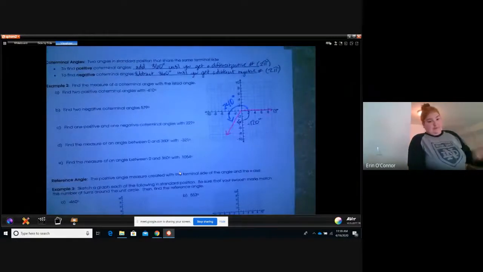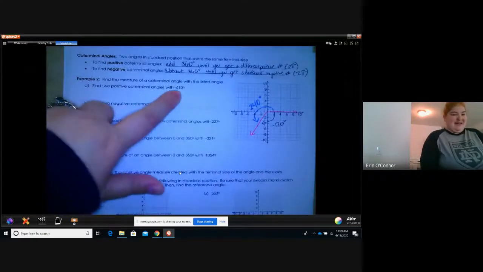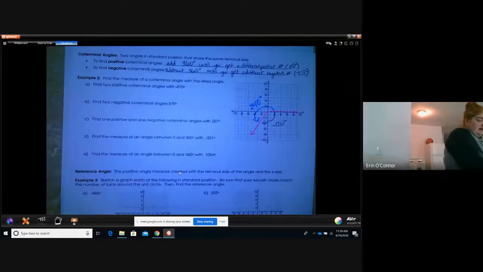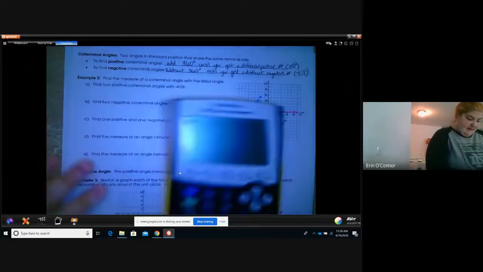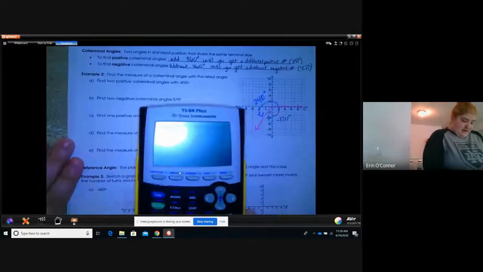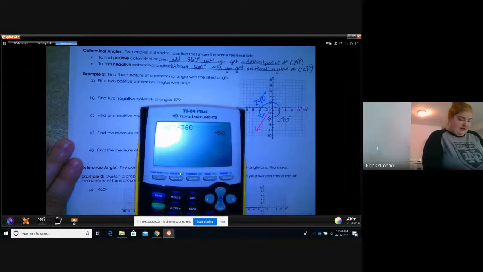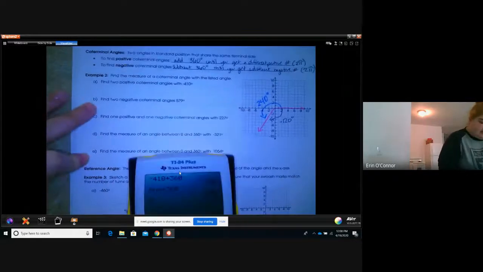All right, so we need to find two positive coterminal angles with negative 410 degrees. Since they're positive, we're adding 360. So I'm going to put into my calculator negative 410. And you should be able to do this in your head, but if you can't, it's totally fine. And we're going to add 360. Well, here I have negative 50. Is that a positive number? Nope. So we're going to keep adding 360. Now, I have 310 degrees.